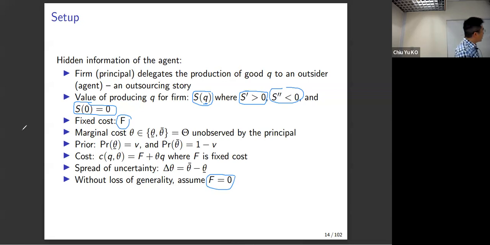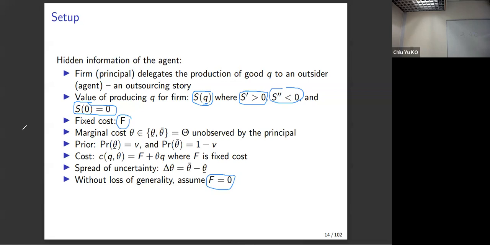The only thing that is a little bit complicated in this model is that the marginal cost of the agent is either low or high. Theta low means low cost, theta high means high cost. This is the only thing that matters. Here I have discrete low and high.